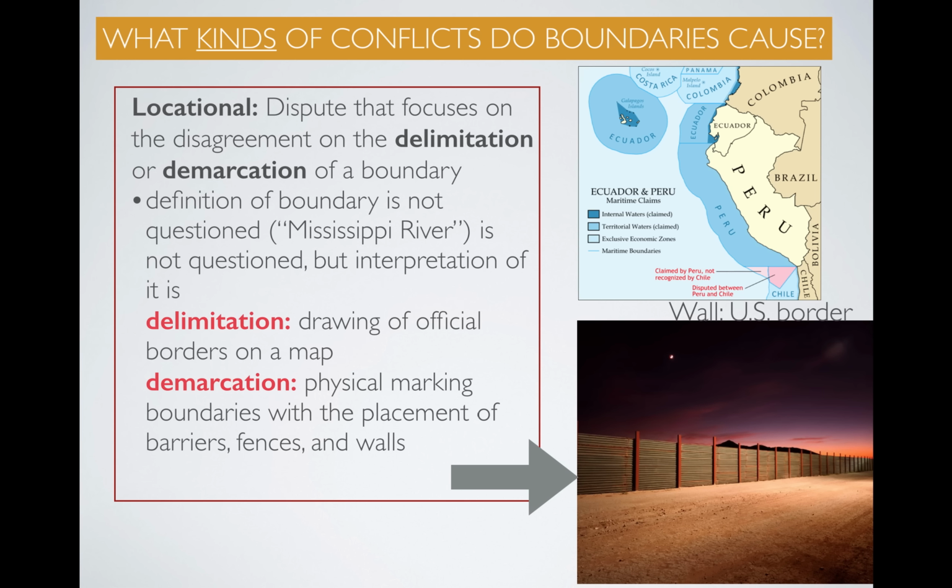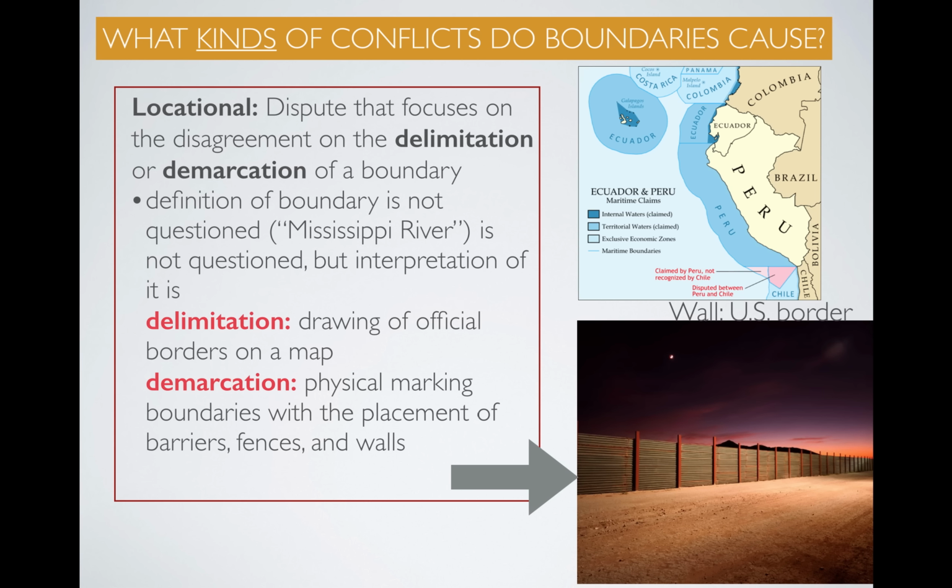Demarcation of a boundary is when countries put up physical barriers, fences, or walls. The example I have down there is the demarcation boundary conflict as it pertains to the U.S.-Mexico border. That's a particularly beautiful picture of the area, but you can see that the fence itself has been a line of demarcation. The United States has physically put this up.